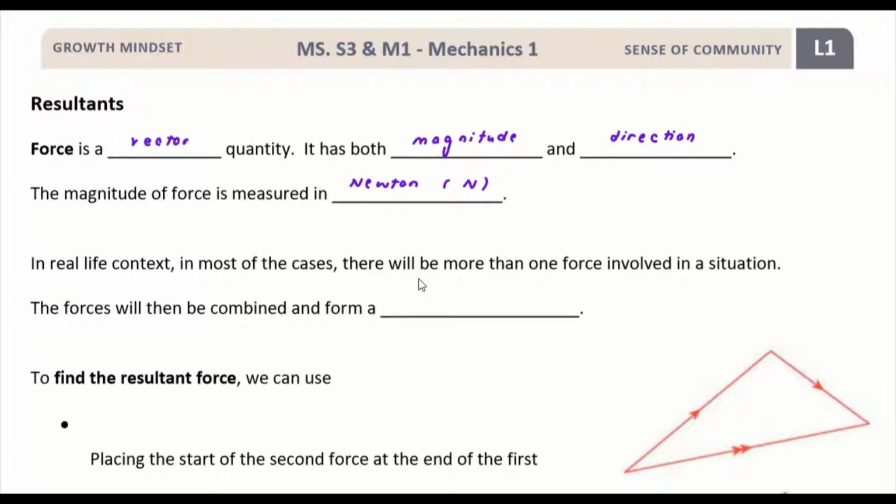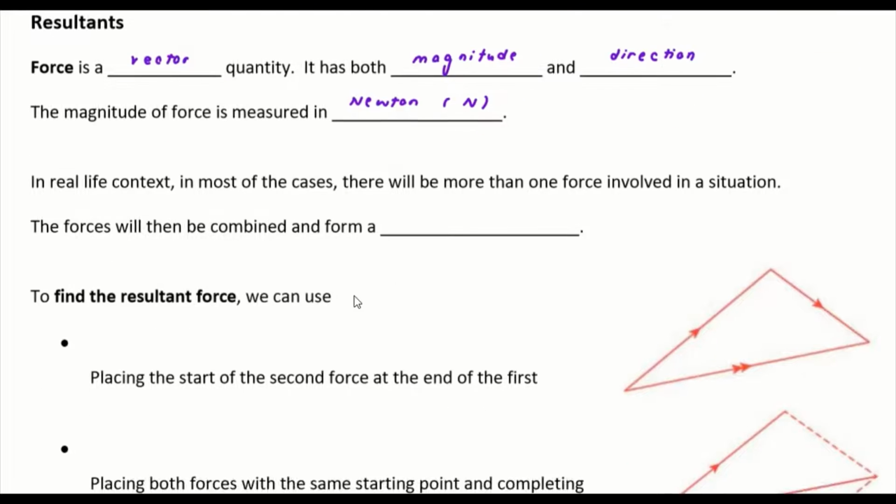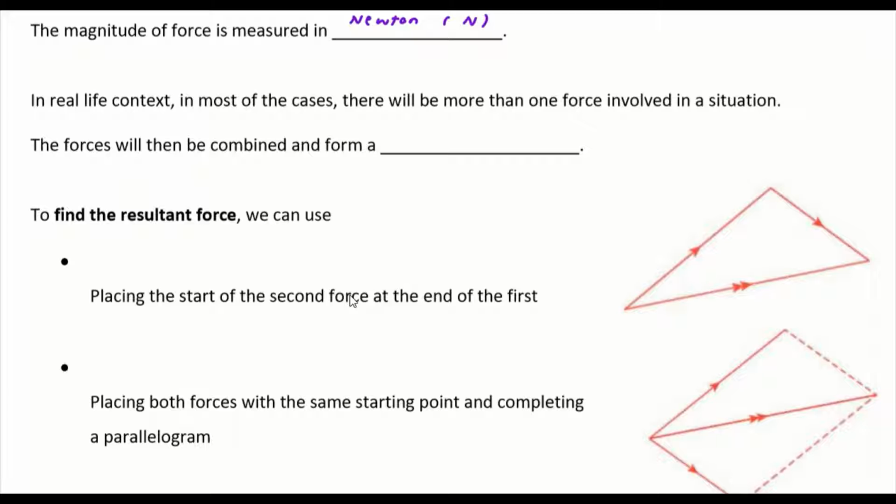So at this place, we are going to talk about the resultant first. Why do we need a resultant? In real life context, in most cases, we imagine that there will be more than one force involved in a situation. For example, when you are trying to push the trolley, actually there are forces that apply from the weight of the trolley.